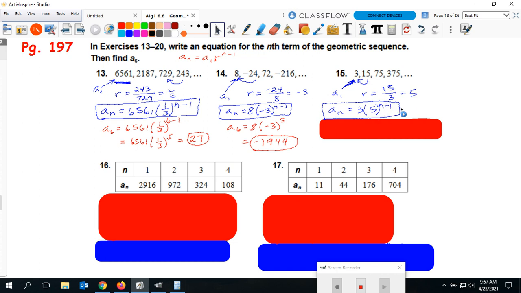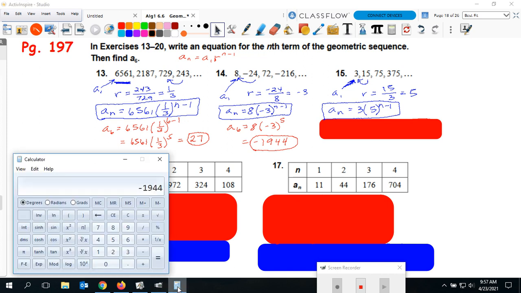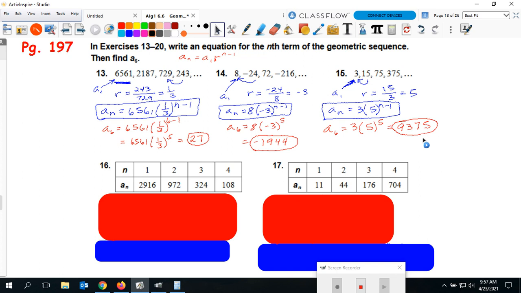That's the first part. The sixth term would just be saying 6 is n, so that's going to be 5 to the fifth power, then times 3. If I do that on the calculator, 5 to the fifth power is that number, then times 3 is equal to 9375. And so our answer should have been 9375 for the sixth term. A of 6 is 9375.